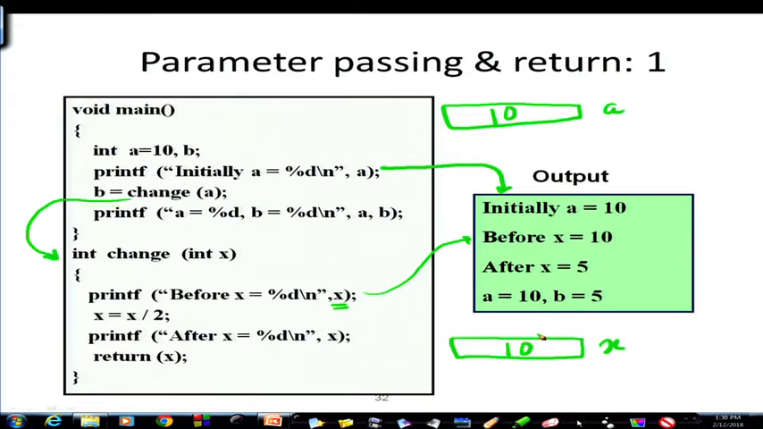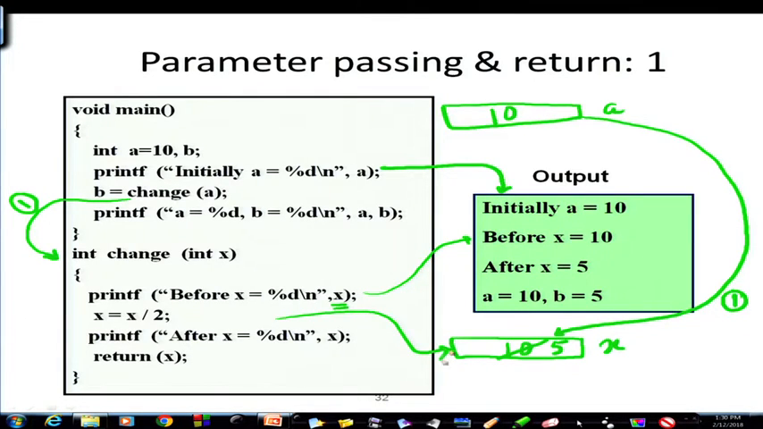X is also 10, copied, because when it called, you actually copied this. When this call was made, before that it was copied here, and then only this was done. So, it was printed, then x divided by 2, so x becomes 5 by this statement. Done. So, what is being printed after here? This line is being printed after x equals x. What will be printed? I am still inside the function. Please remember, I am still inside the function. So, 5 will be printed.